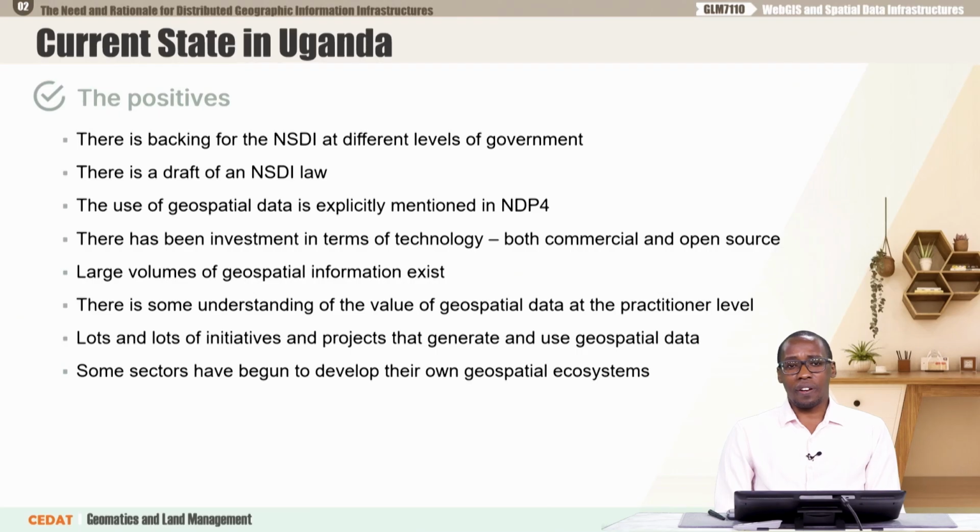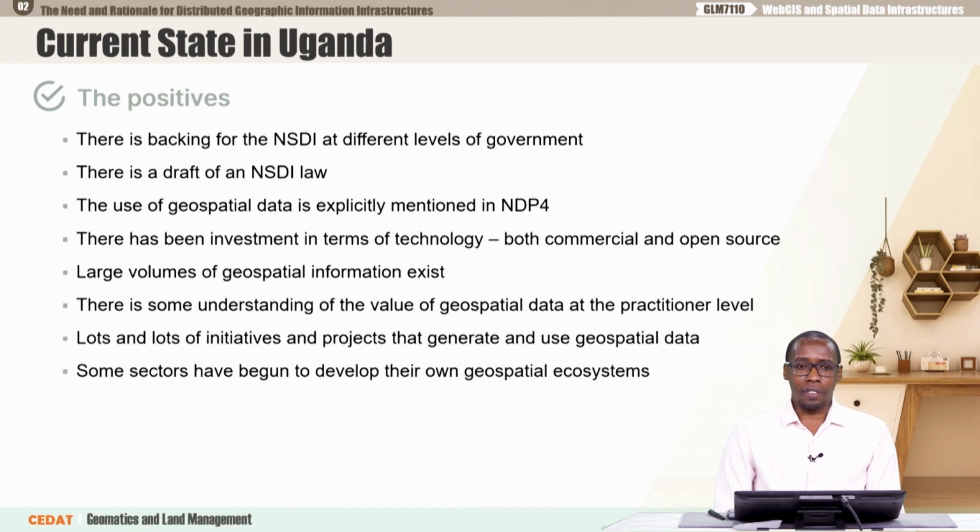So what's the current state as far as the SDI is concerned in Uganda? Of course, there are some positives. The good thing is that we've been talking about the NSDI since the 1990s, since the National Biomass Study. We even collected data sets. There was also the CAMPUS project that tried to digitalize land information. The biomass study tried to collect information on forestry and other spatial data sets, auxiliary data sets.